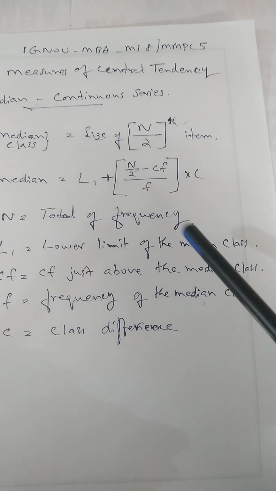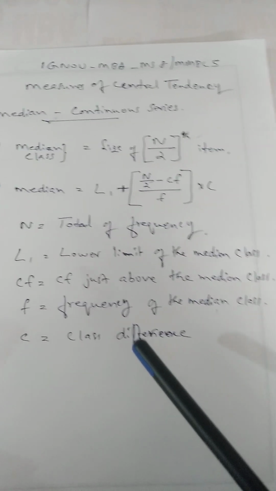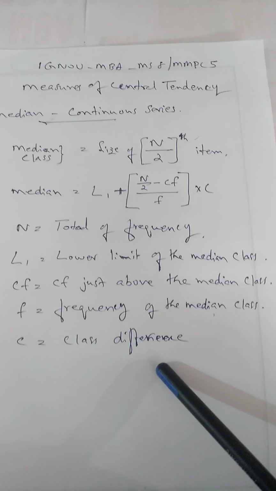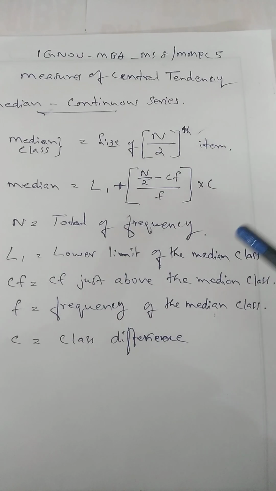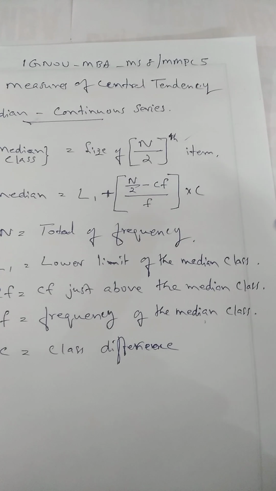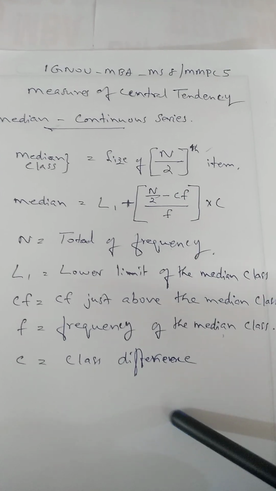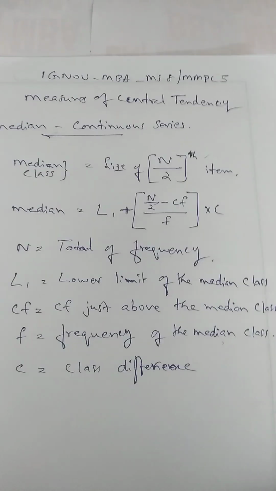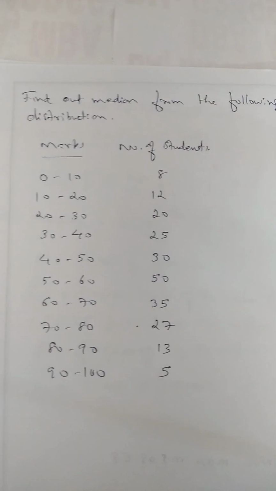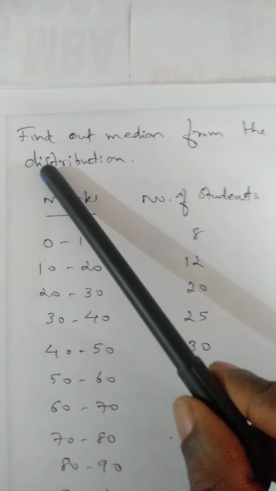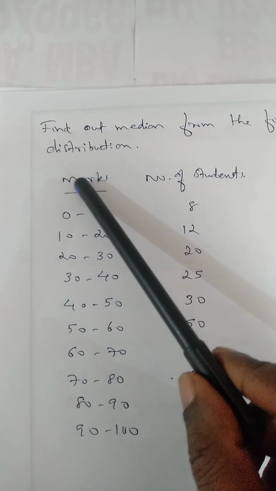I explain all these things at the time of solving the question. So now write down this formula and keep it with yourself during the further explanation. Okay. Now I explain this with the help of a question. Here's the question. Find out median from the following distribution.